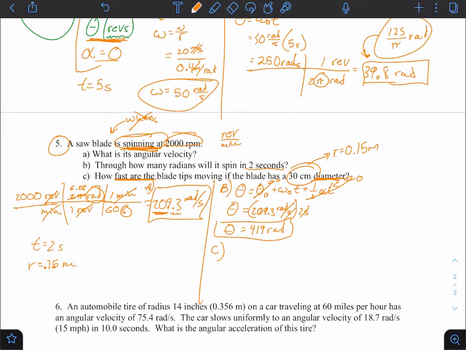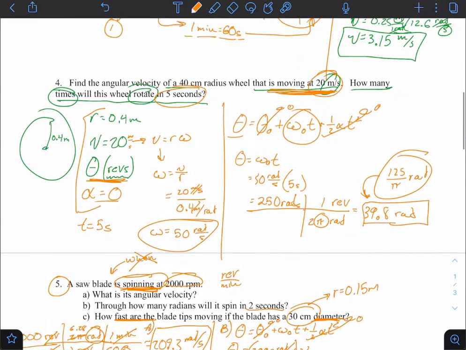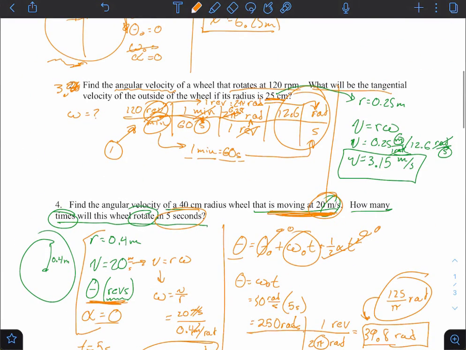We're trying to find v, how fast. v is r omega. So 0.15 times our angular velocity, which we solved for in part A, 209.3. Times 0.15, 31.4, hopefully, meters per second. And if you want to know how I got from radians per second to meters per second in terms of units, look at the end of number 3. I did walk through it there.